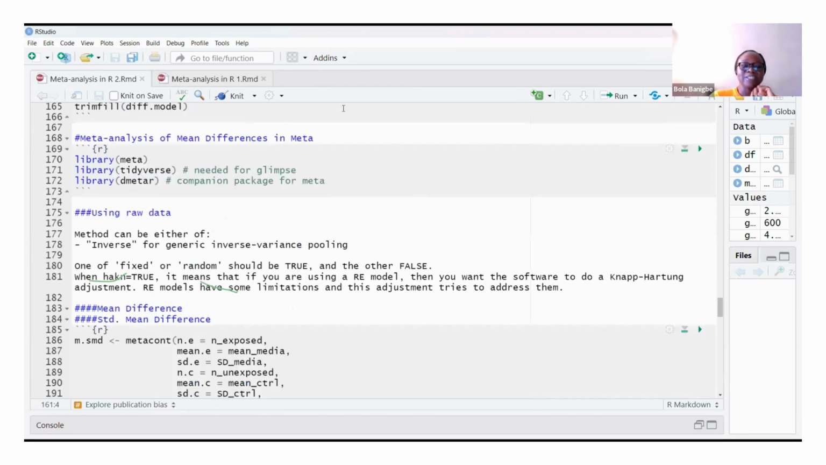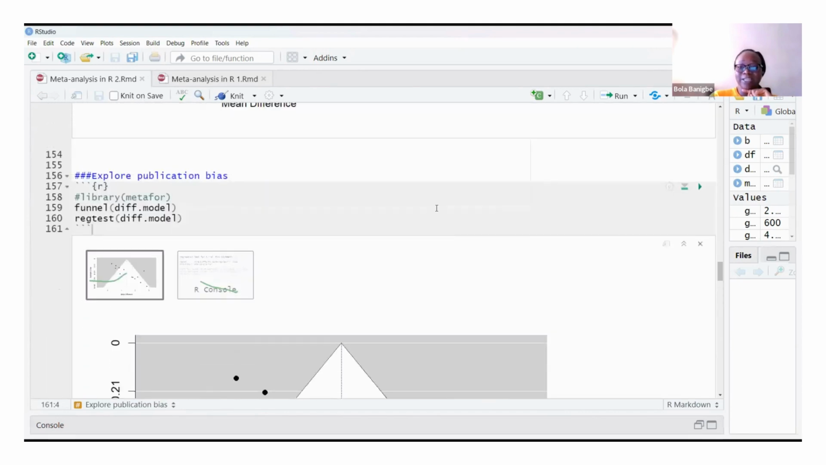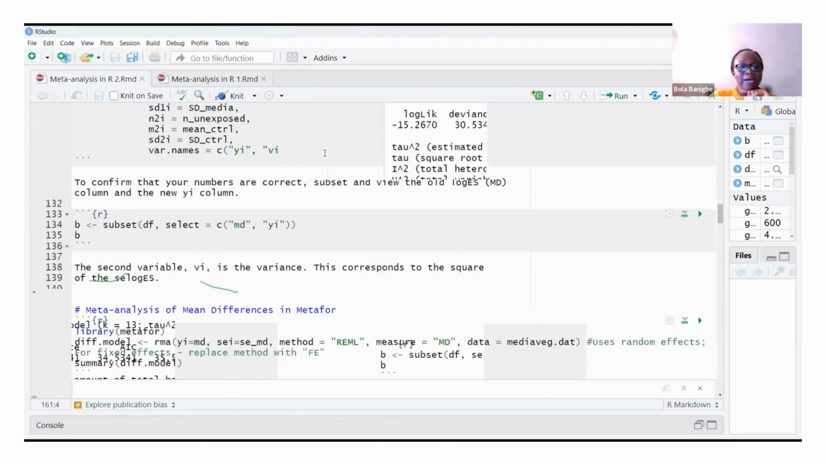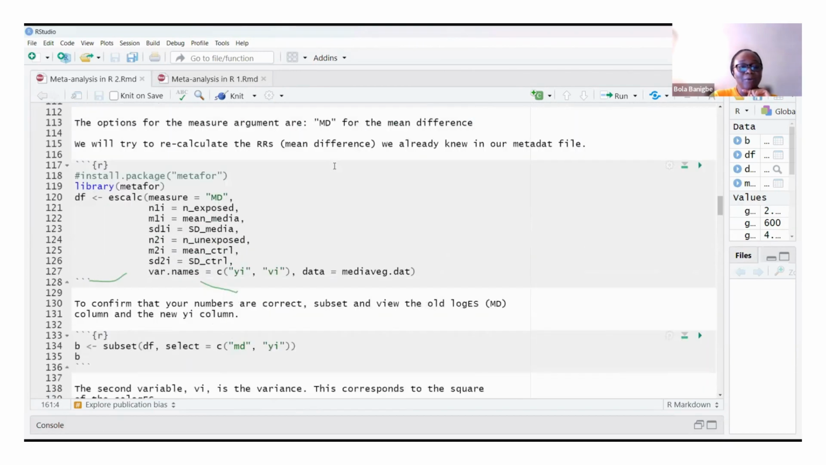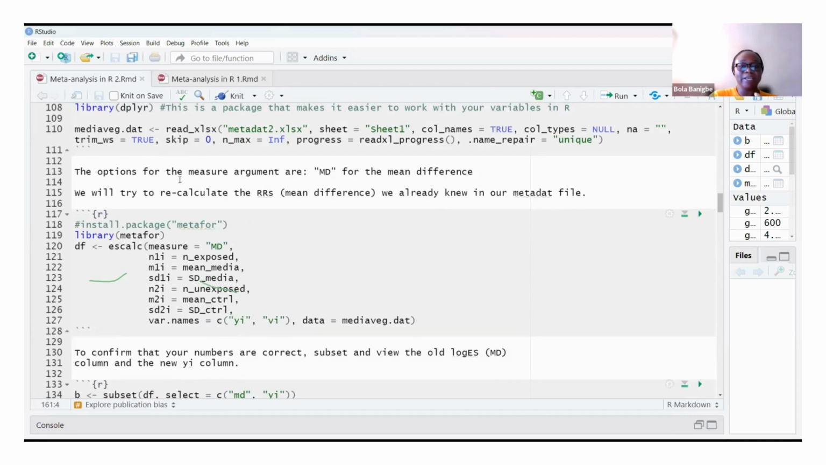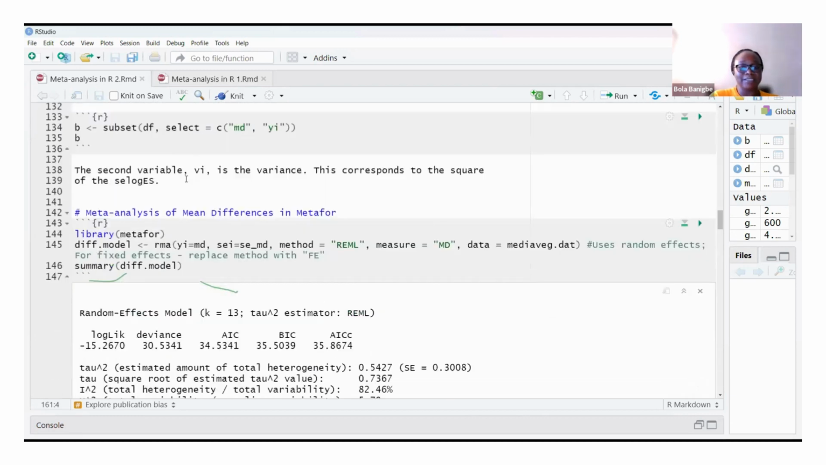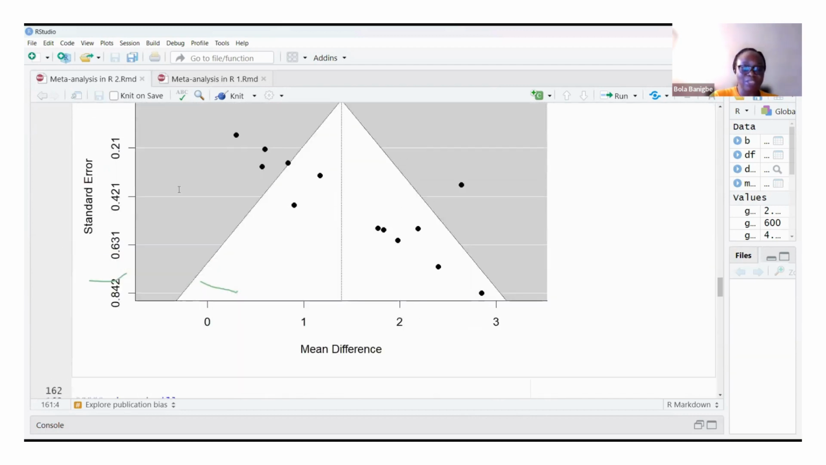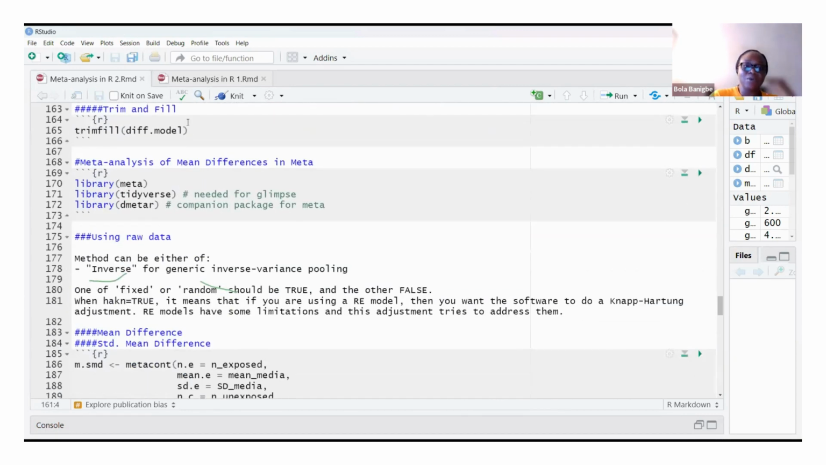Let's keep moving forward. So here, what we've basically done is that we've used the metaphor package to do our meta-analysis, but that is not the only approach, or the only package that exists. We can also calculate the mean differences using this package called meta. For the next few steps, we're going to repeat what we've already done using metaphor. Now we're going to use meta. So the commands are going to be different, but basically we're doing the same thing.